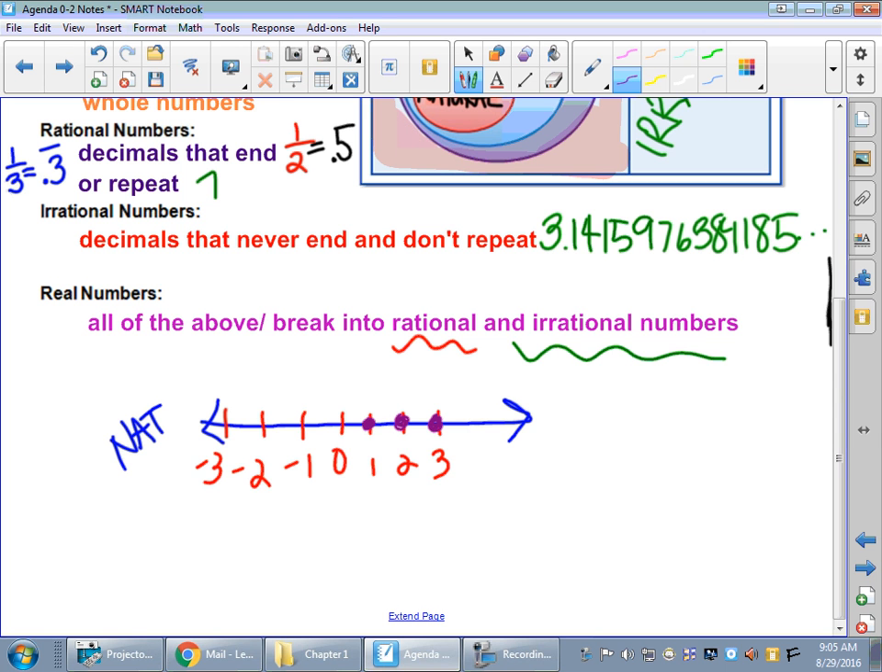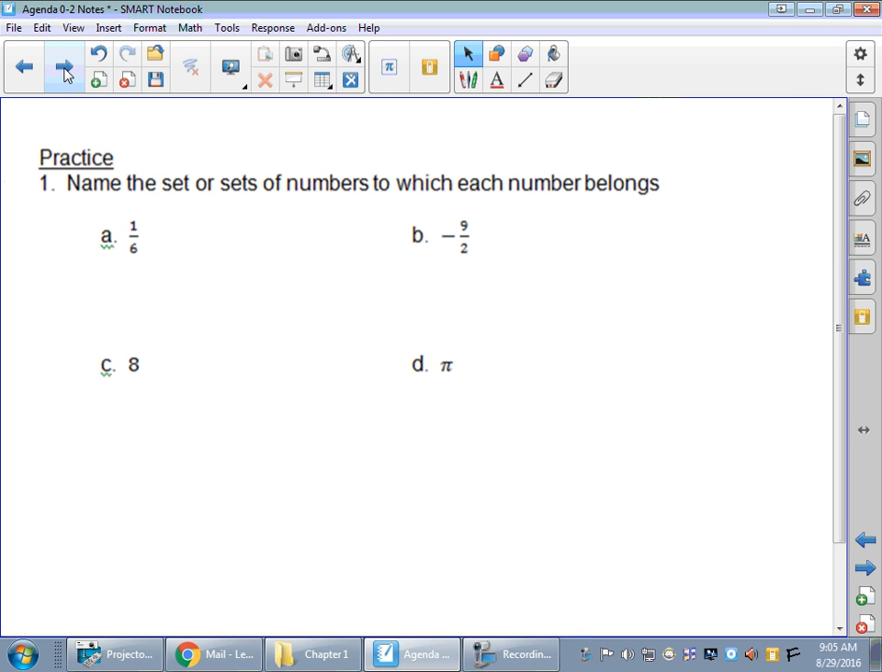Now, if we don't want to keep putting dots on every single whole number to infinity, which would never end, what we do is we shade in the arrow, and that shows that the same pattern is going to go, which means it's going to go from 4, 5, 6, 7, 8, all the whole numbers. We'll talk about sets too. All right, so let's talk about what set of numbers these guys belong to.